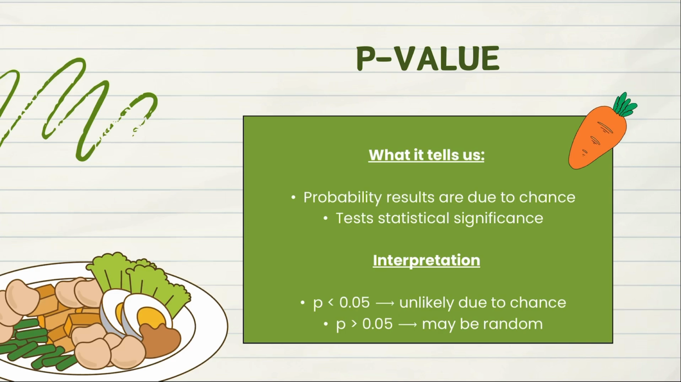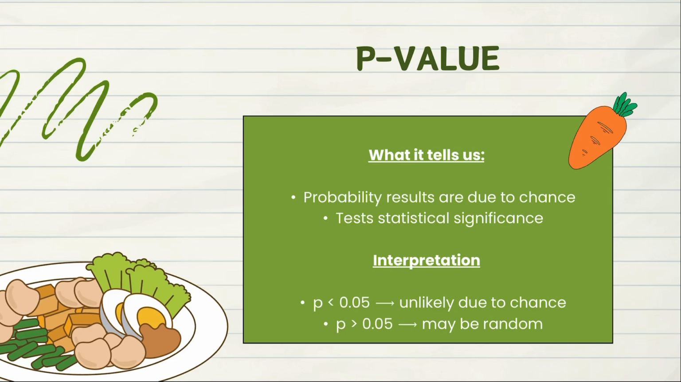In nutrition research, when researchers are trying to interpret their study results, they use a concept called the p-value. The p-value is used to test whether an observed association or effect could be due to chance. A small p-value, typically less than 0.05, suggests that the result is unlikely due to random variation. However, it's very important to remember that the p-value does not prove causality on its own.